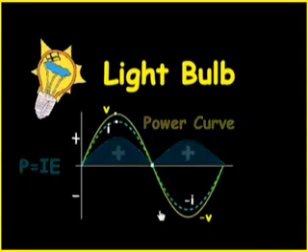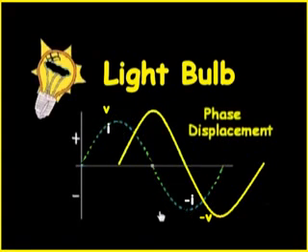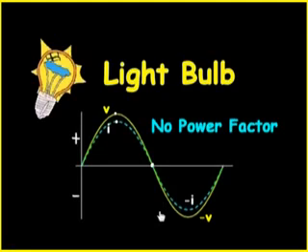You can see that there is no sine wave distortion. That means that there are no additional harmonic currents. And there's no current or voltage phase displacement. That means no additional reactive currents. A light bulb has no power factor.